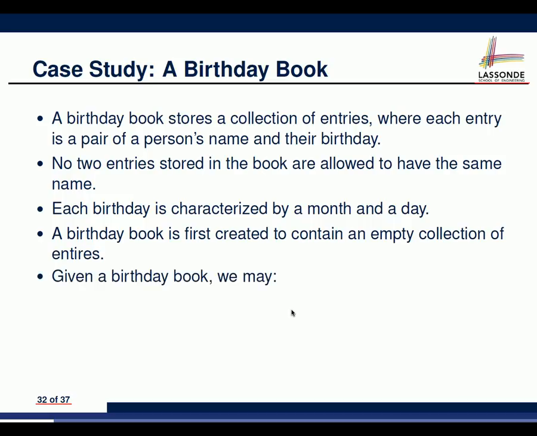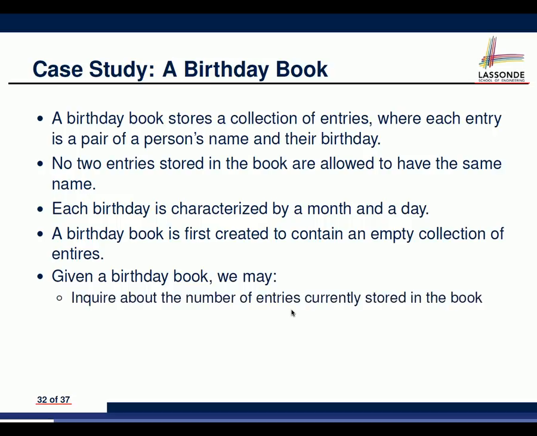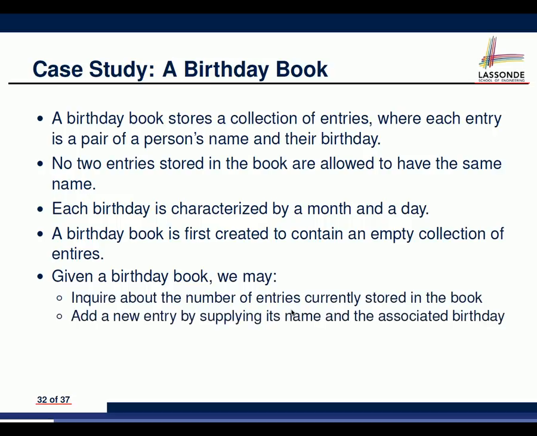Given the birthday book, what would you like to do? You may want to say the number of entries, that's easy, just a count. Or you may want to add a new entry. Now this is interesting. Let's say I already got Jim's birthday in the birthday book. What if I try to add Jim again? What should be the behavior? Let's say we simply want to override Jim's birthday. Let's say Jim's birthday used to be February 12th, and now I want to modify his birthday to be February 13th. I can add Jim again to the same book.